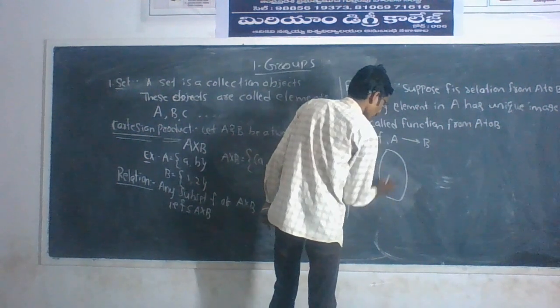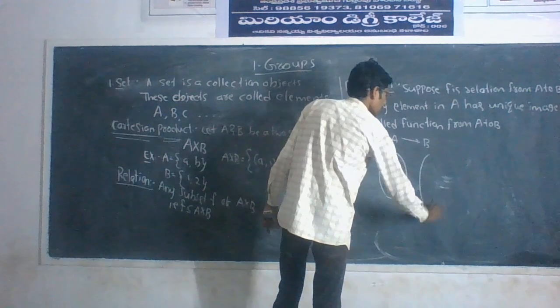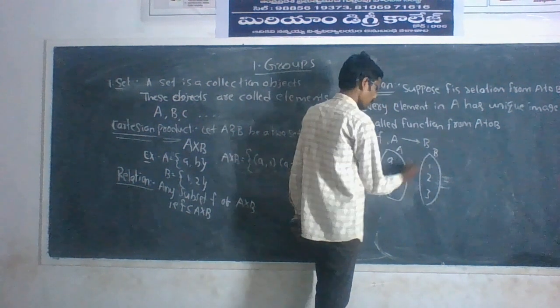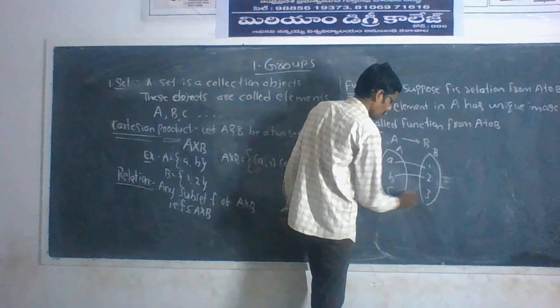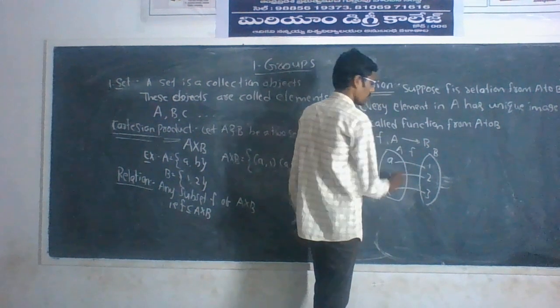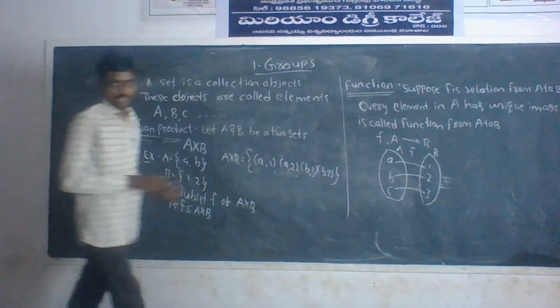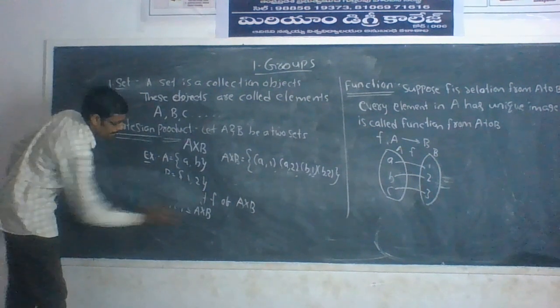Example: A, B, C and 1, 2, 3. It is set A, it is set B. A maps to 1, B maps to 2, C maps to 3. The mapping F, function F maps A to B. This is called a function. Next one.